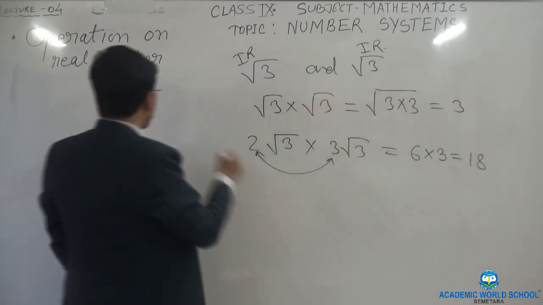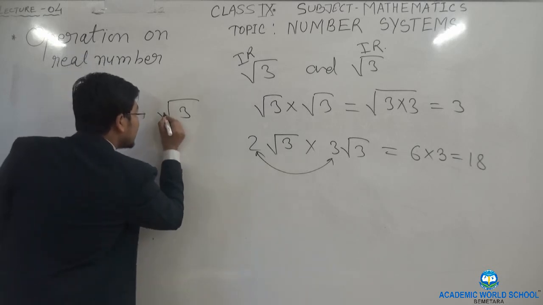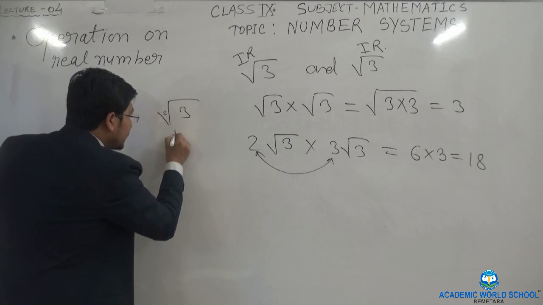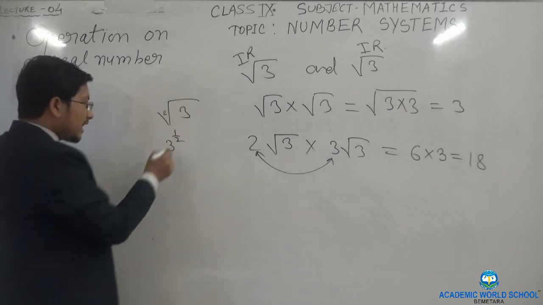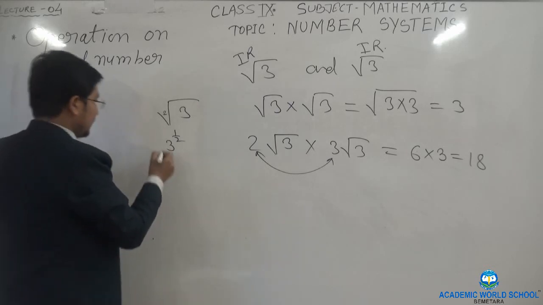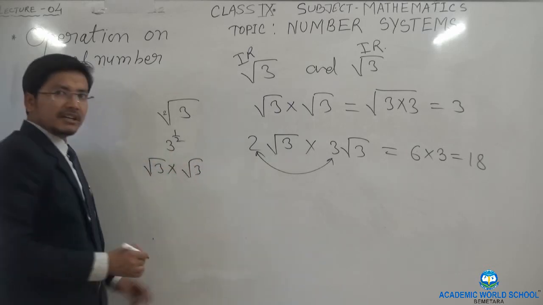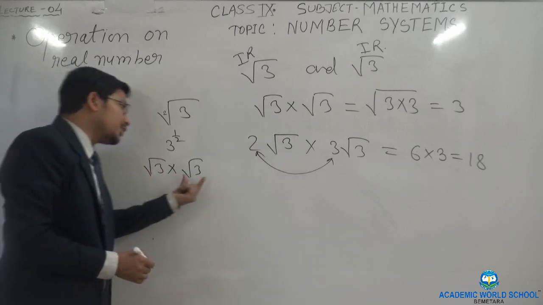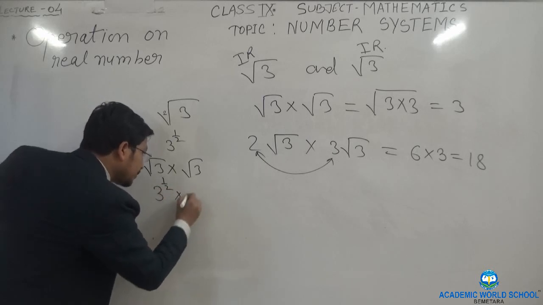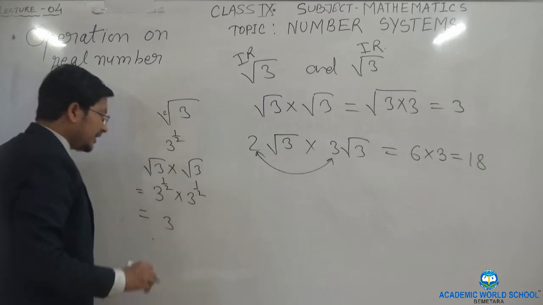So what exactly is root 3? If I am writing root 3, it means square root of 3, and this can be written as 3 to the power half. So if I am writing root 3 into root 3, listen carefully, it means I am writing 3 to the power half into 3 to the power half.